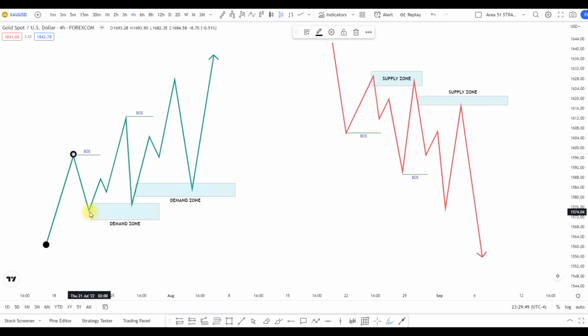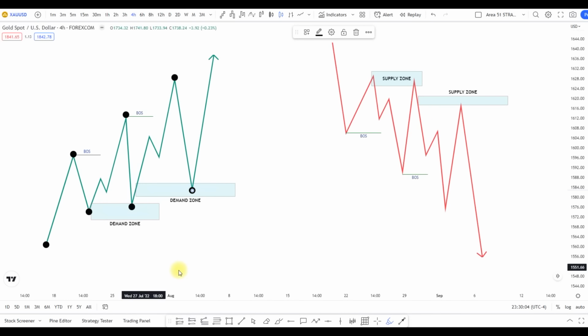So higher lows, okay, always. This is not a higher low, okay, this is not your higher low. Your higher low is all the way down here. This is not your higher low. Your higher low is down here, okay, all the way deep.